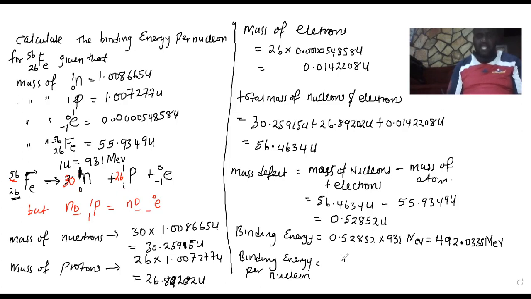Now, if they asked for binding energy per nucleon, it is binding energy over the mass number. So it's going to be 492.0335 divided by the mass number, which is 56. What answer do we get?